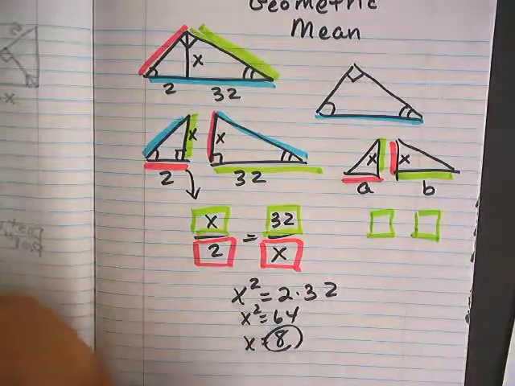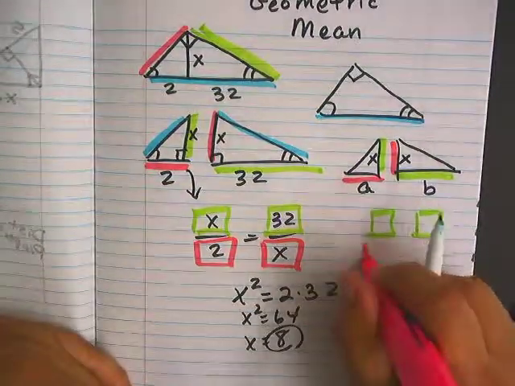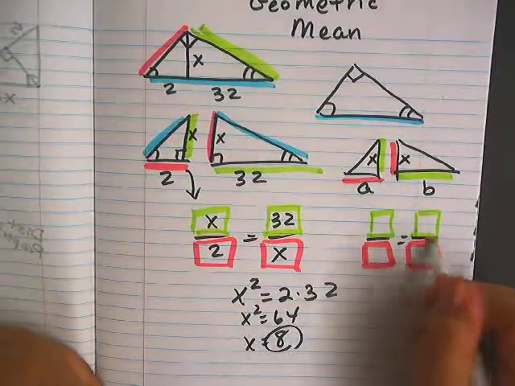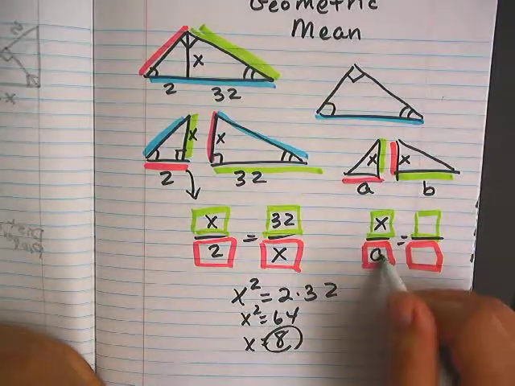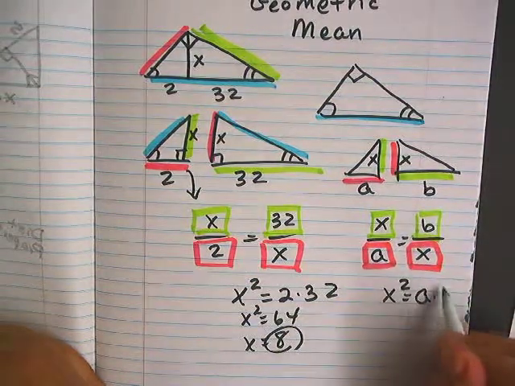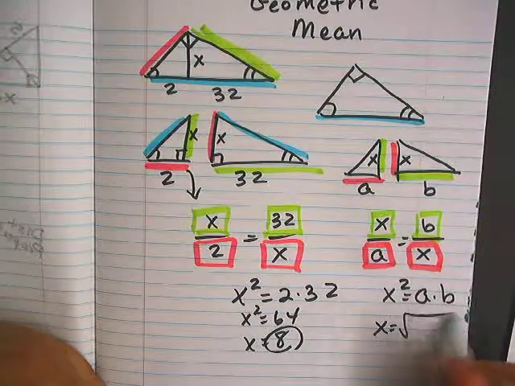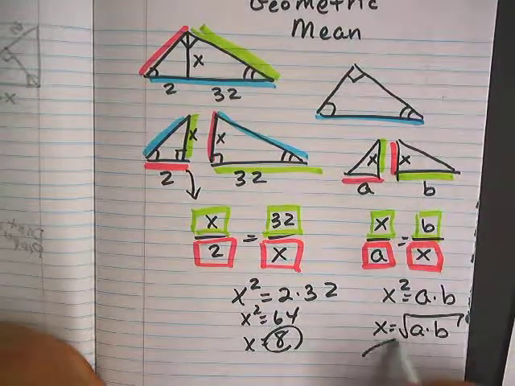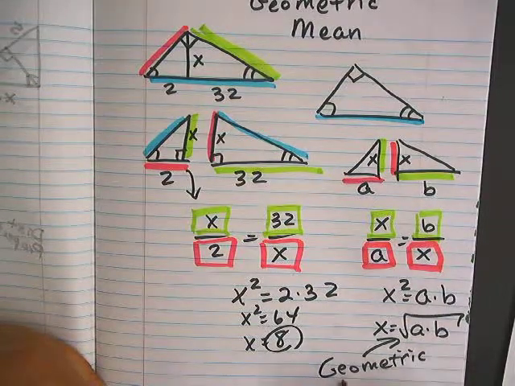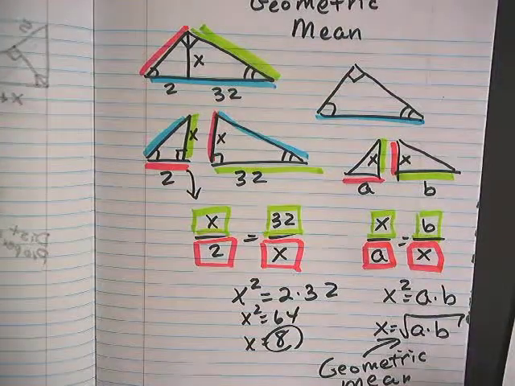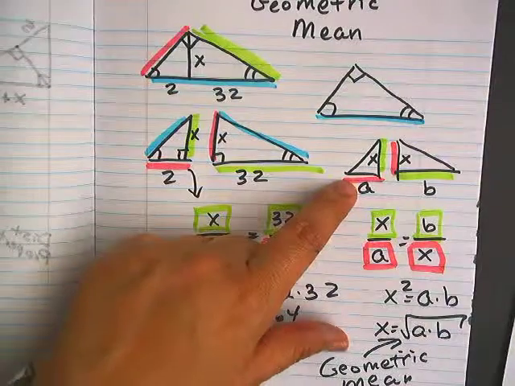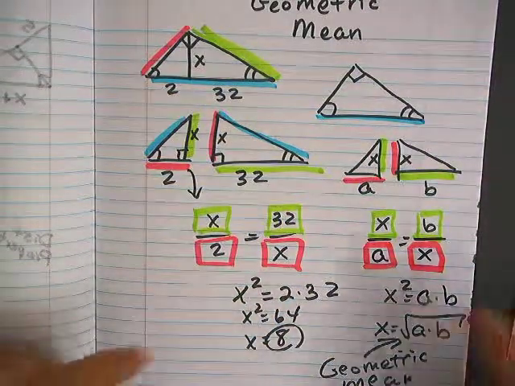So you set up your proportion like before, green, green. So we have x and A, B and x. x squared equals A times B. So x is the square root of whatever A times B is. That is the geometric mean. Again, it's a nice little shortcut when you know both these numbers.